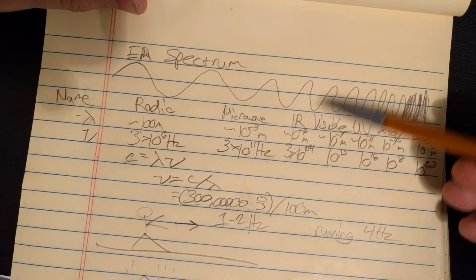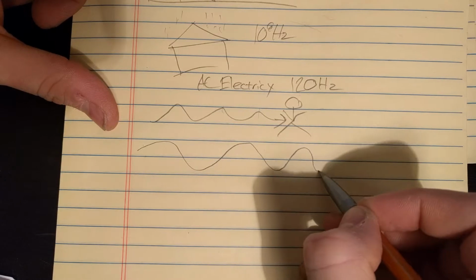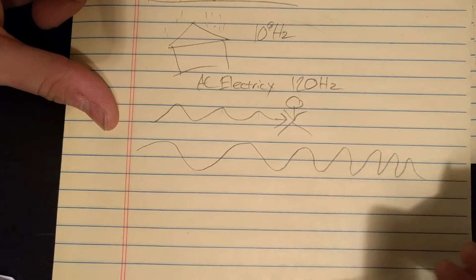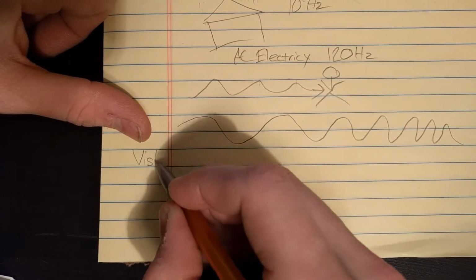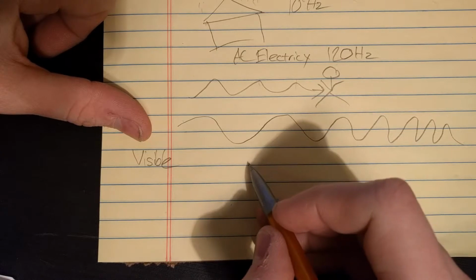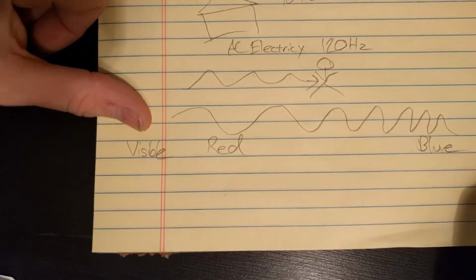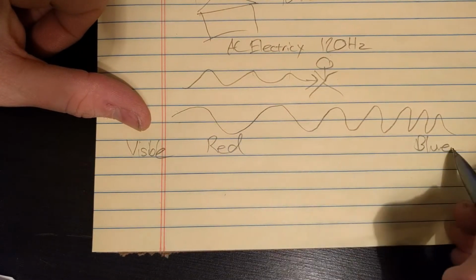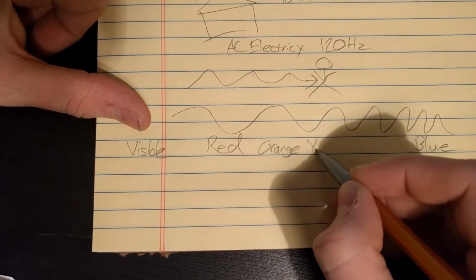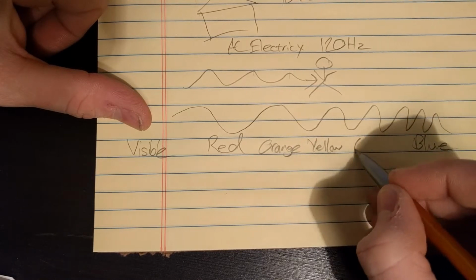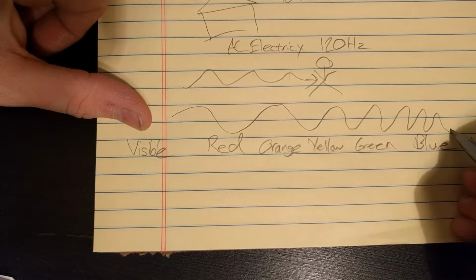Let's zoom into the visible region here. So you have long wavelengths of the visible region and shorter ones. So visible light, red has the longest wavelengths, blue has the shortest. And if you do your Roy G. Biv, you can guess the ones in between. So you got red, orange, yellow, green, blue, and violets over here.